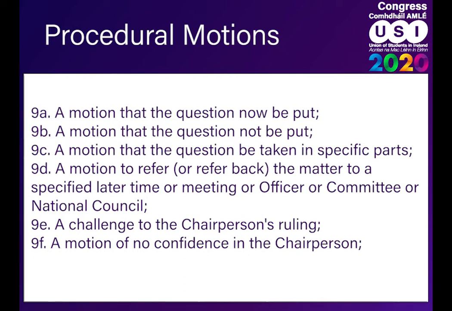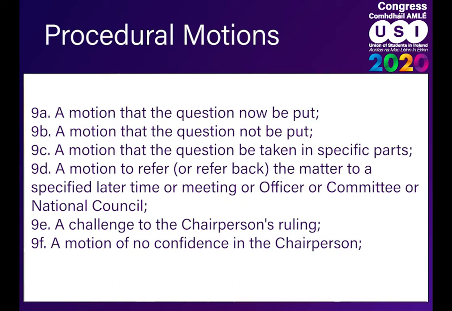Procedure 9D asks for Congress to send the motion somewhere else inside USI. This can be a committee, a working group, or to the National Council. This means it will not become the policy of the organisation at this point. An opportunity to oppose this will be given.